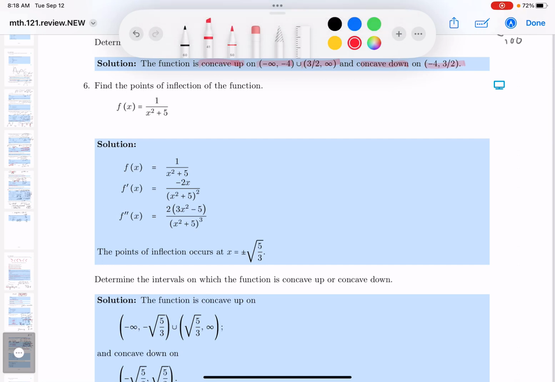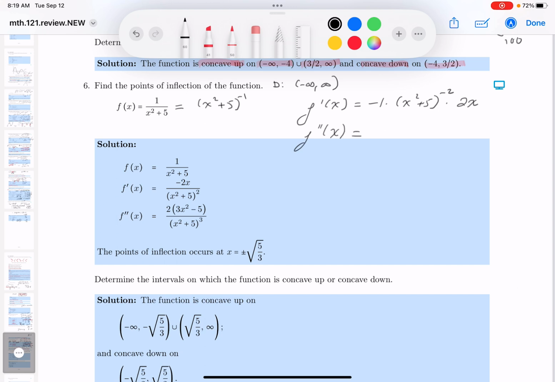Okay, this one's a rational function, and the domain of this thing is all real numbers. We're going to take its derivative. Before I do that, though, I want to write this as x squared plus 5 to the minus 1. So f prime is going to be minus 1 times x squared plus 5 to the minus 2. The derivative of the inside is going to be 2x. All right? Do the second derivative now.